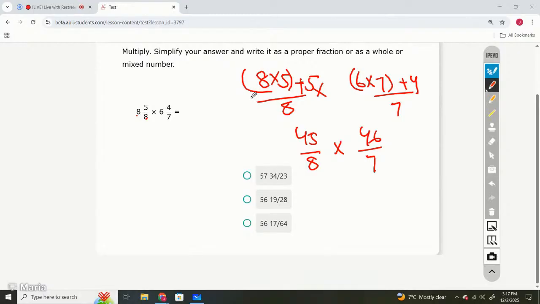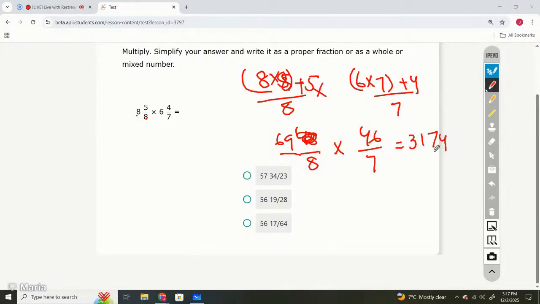No, no, no, wait. 8 times 8 we need to do because numerator is 8 and whole number is 8. 8 times 8 is 64 plus 5, 69, right? So we need to do 69 times 46.